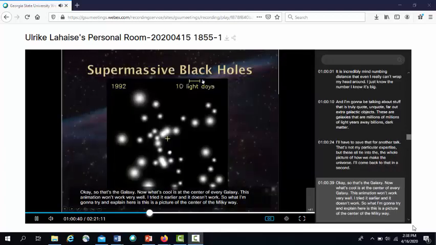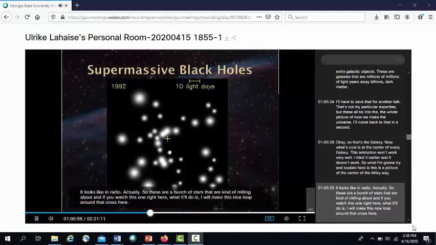Okay, so that's a galaxy. Now, what's cool is at the center of every galaxy, this animation won't work very well. I tried it earlier, and it doesn't work. So what I'm going to try and explain here is this is a picture of what the center of the Milky Way looks like in radio, actually.